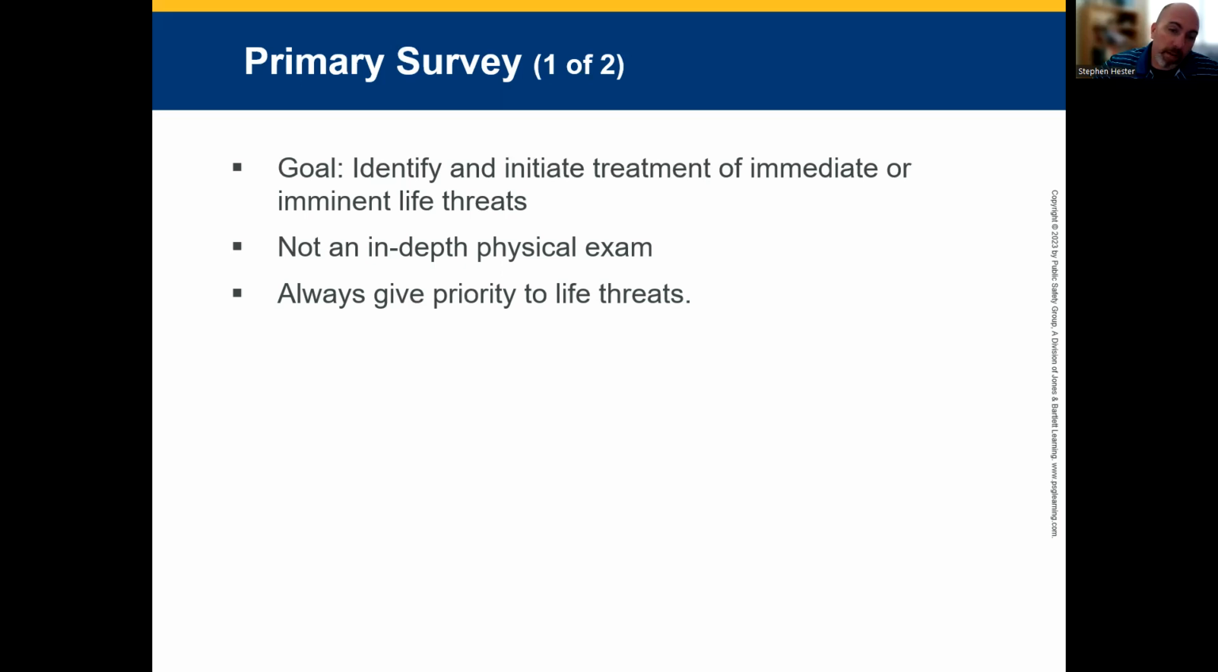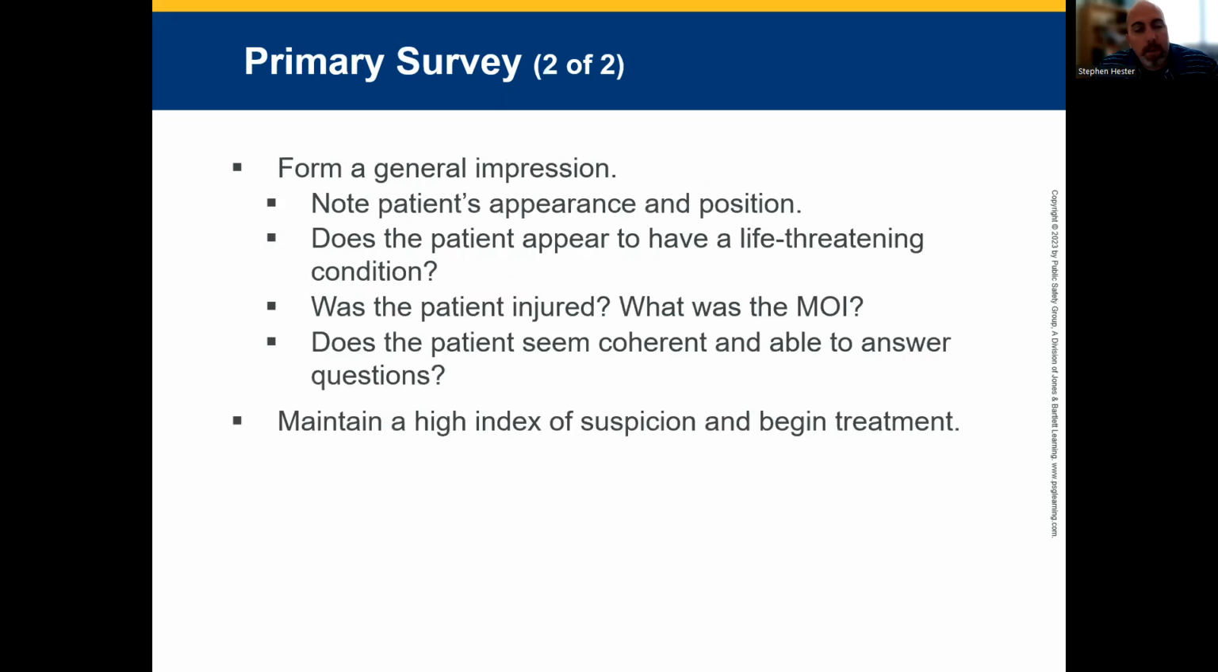Get their IV started. Oxygen started. Do we need to intubate to correct the airway? Do we have a spontaneous pneumothorax that has occurred for some odd reason? So we need to take care of those life threats first. Then we get our general impression of the patient's appearance and position. Does the patient appear to have some kind of life-threatening condition? Were they injured? So all kinds of questions here that need to be answered right quick.